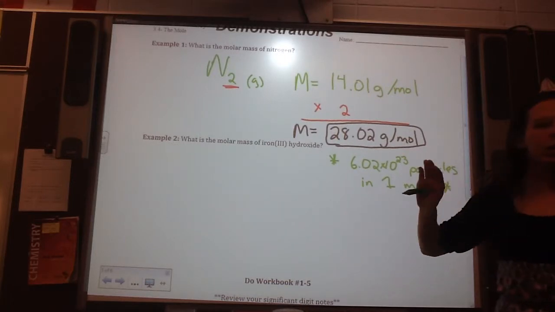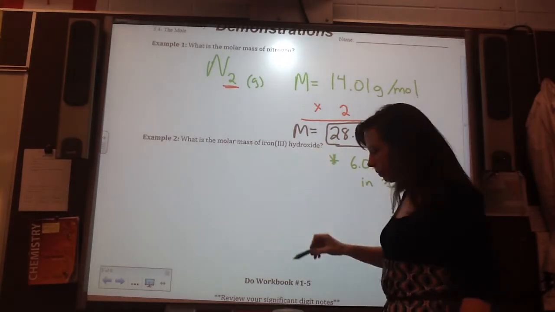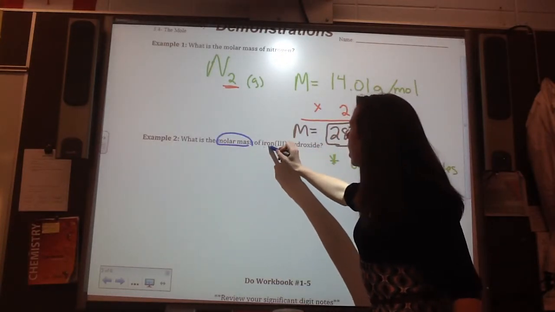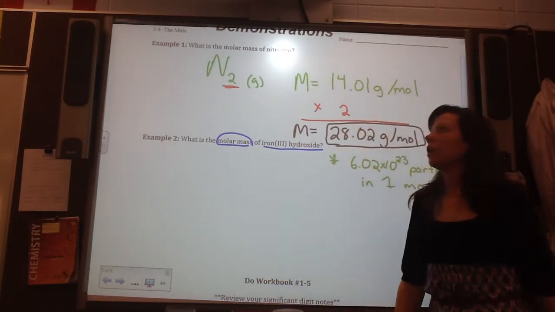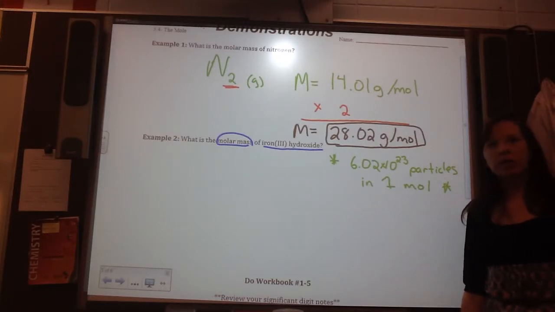Okay, so now let's do a harder one. So Devin, when you were asking what the molar mass of a compound means, we're going to do one of those right here. So what is the molar mass of iron 3 hydroxide? So we need to write out the compound. Back when we had to learn how to do all our naming, it's going to apply here.